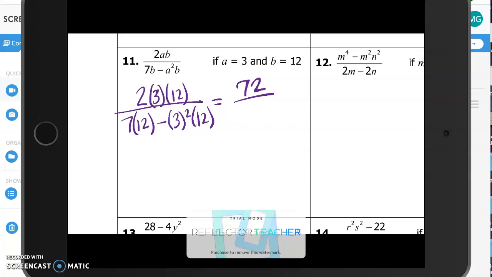On the bottom, 7 times 12 is 84. You need to do 3 squared, which is 9. 9 times 12 gives us 108. So on the bottom, we need to do 84 minus 108, and we get -24. So 72 divided by -24 gives us -3 as our final answer.